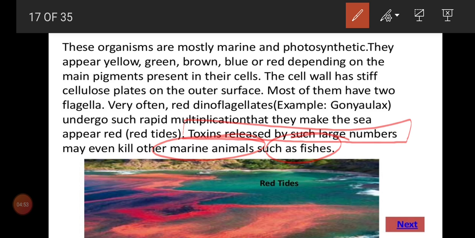Gonyaulax is a dinoflagellate. So here you want to remember a very simple concept. Dinoflagellates are also photosynthetic algae, and the algae will be in many colors, not only one color.